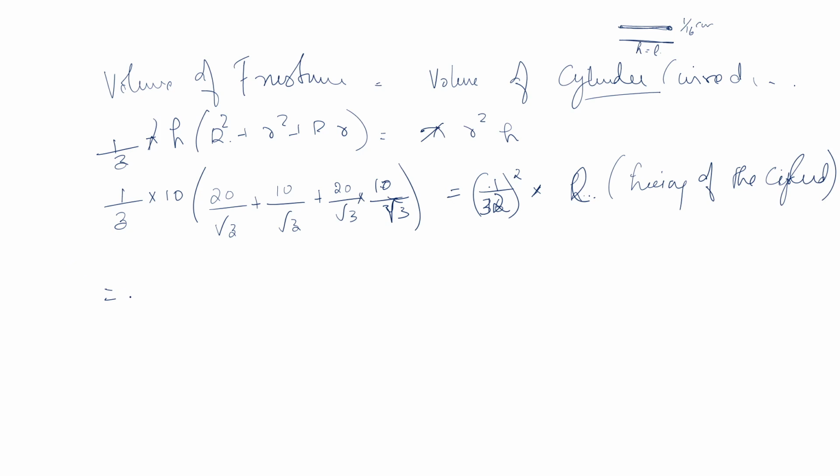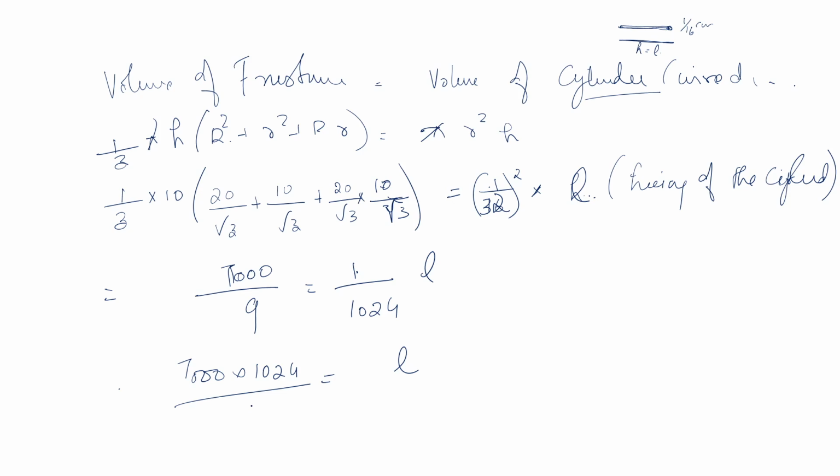So now you have to do the calculation, and after doing the calculation you get 7,000/9 on this side, and here it is 1/1024 into L. So from this we have to calculate L, which is equal to 7,000 into 1024 divided by 9. So L is equal to 796,444.44 centimeters. If you require, you can convert into meters by dividing it by 100. Okay, so this is done.